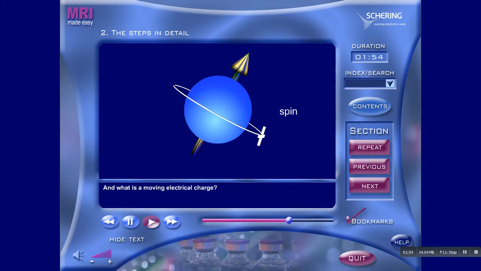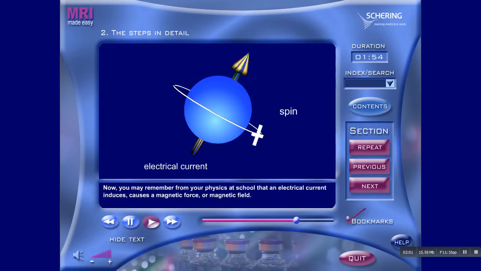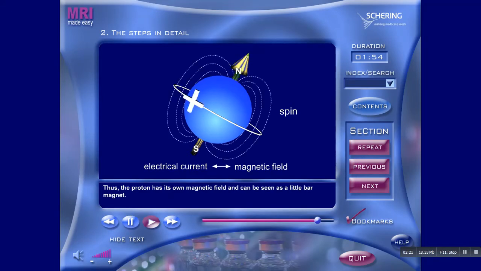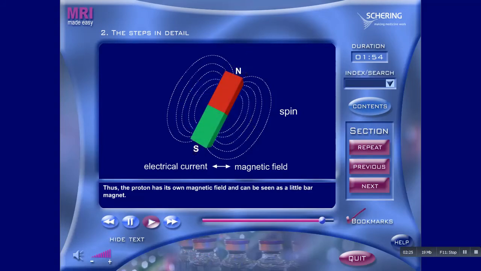The positive electrical charge, being attached to the proton, naturally spins around with it. And what is a moving electrical charge? It is an electrical current. Now, you may remember from your physics at school that an electrical current causes a magnetic force, or magnetic field. So, where there is an electrical current, there is also a magnetic field. Thus, the proton has its own magnetic field and can be seen as a little bar magnet.